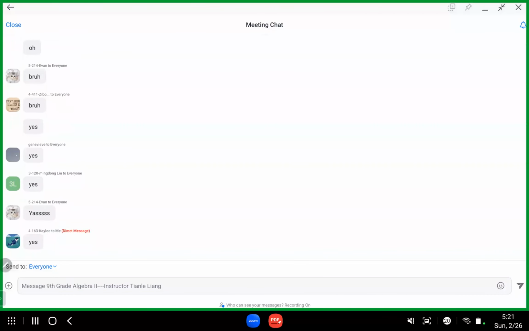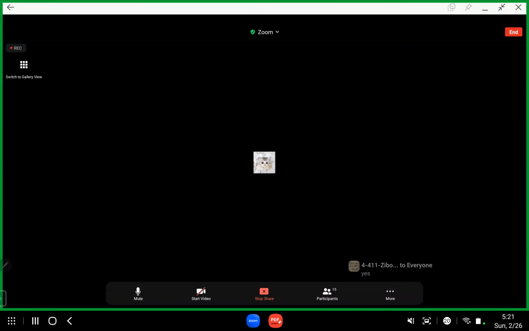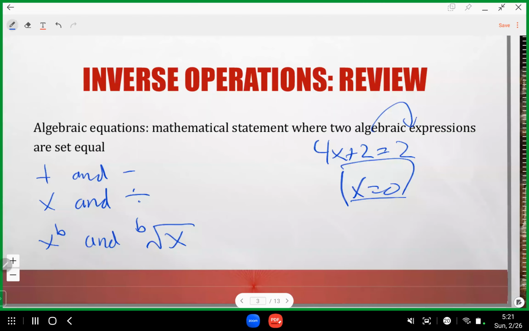There should not be many questions because this is still review. So I want to make sure we have a smooth transition from algebra 1 to algebra 2. There's not much we can talk about anymore with inverse operations. It's just these three: plus or minus, multiplication and division, and then x to the b and the bth root of x. Right.